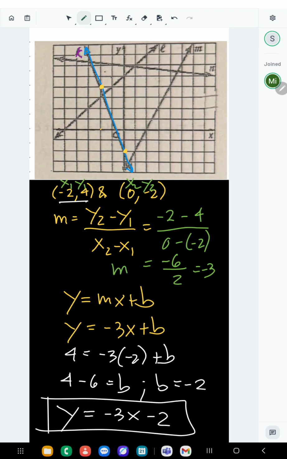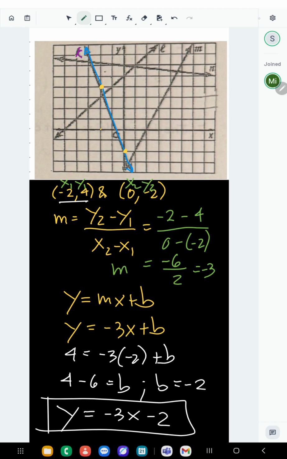Well, we'll check. Yeah, we're right. Our b is negative 2, because when x is 0, y is negative 2, because at the y-intercept, x is 0. Alright? You want to try number 12?